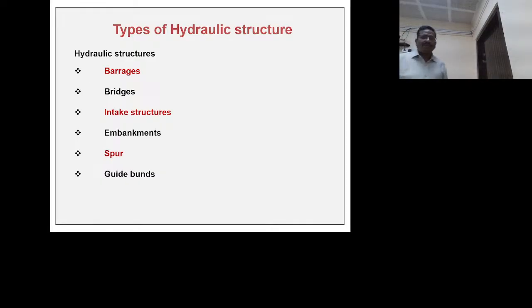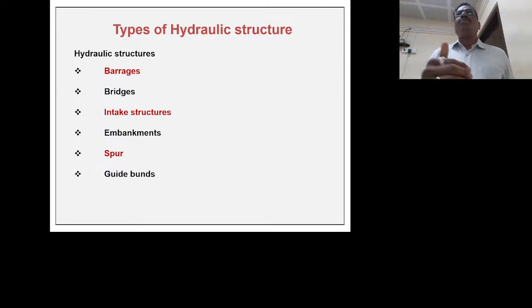So these are the barrage, bridge, and intake structures. Some, like NTPC and NHPC, are drawing water from the nearby river for their cooling and other purposes. So they have to extract water from the river, and these intake structures we are also designing in CWPRS. So this we also study in CWPRS. And embankments. What are the embankments?